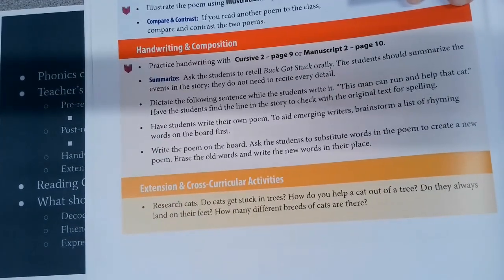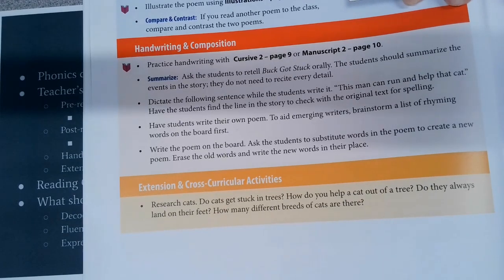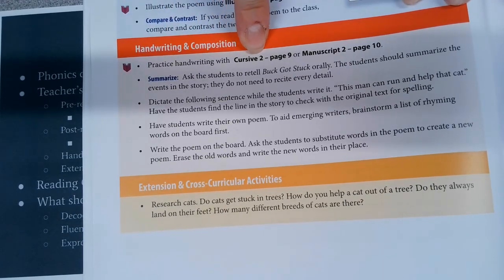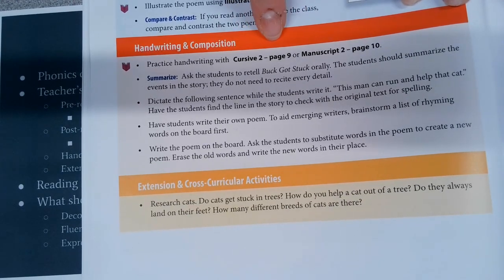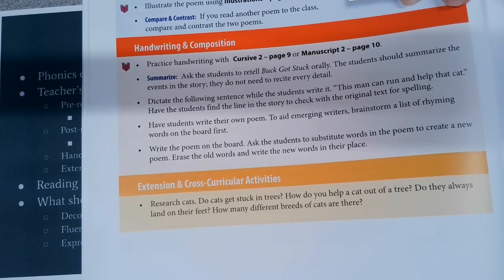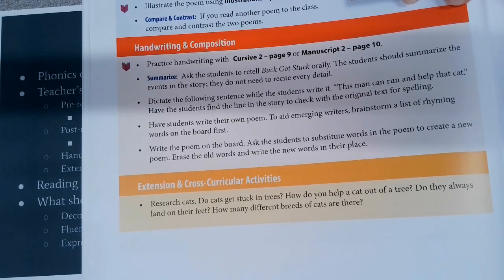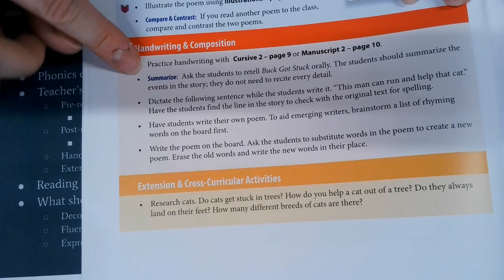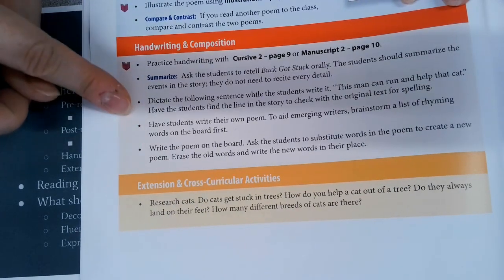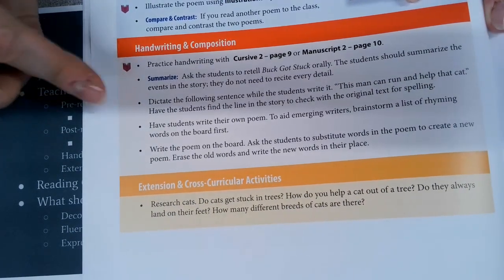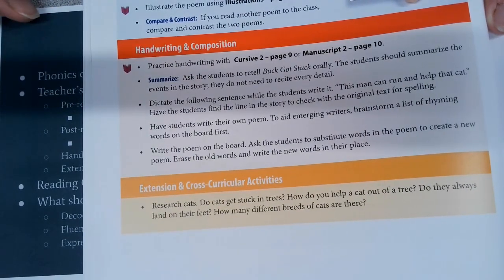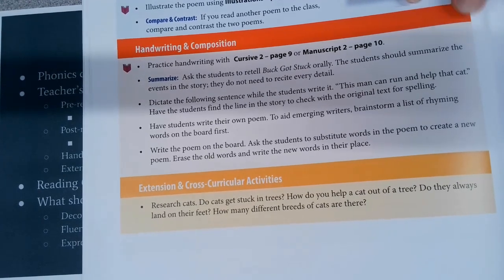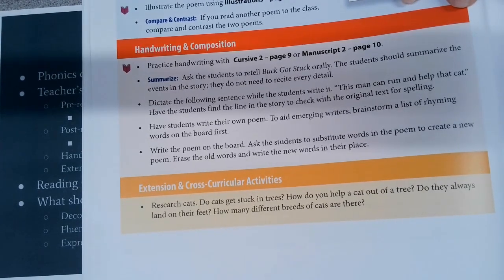The student should also have a workbook that goes along with this. So you'll see it says practice handwriting with cursive 2 on page 9 or manuscript 2 on page 10. So you're going to go to your workbook, hopefully have them do the cursive one. But if they're not quite writing cursive yet, have them try the manuscript. And then you can kind of look at the different activities that they have. We definitely want you to do some of those. If it's not achievable to do all of them, pick the ones that fit best for you. But it's really a great skill to have them working on their handwriting and working on composition and processing the story.